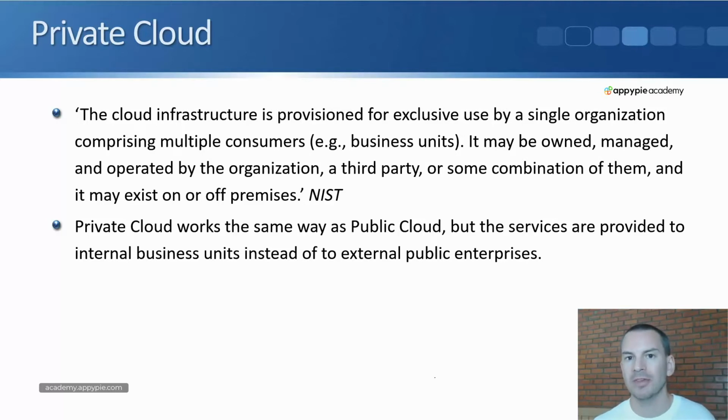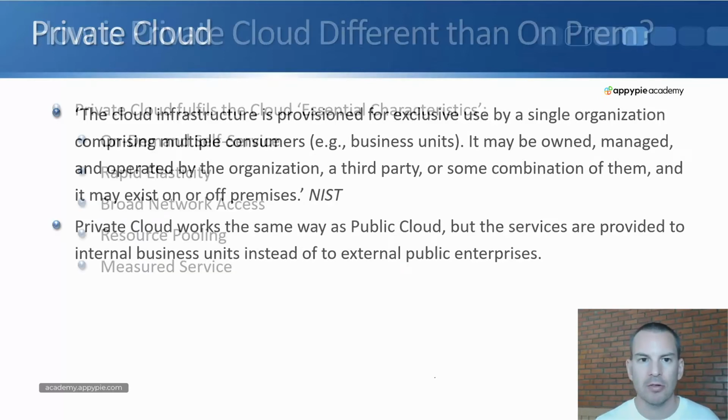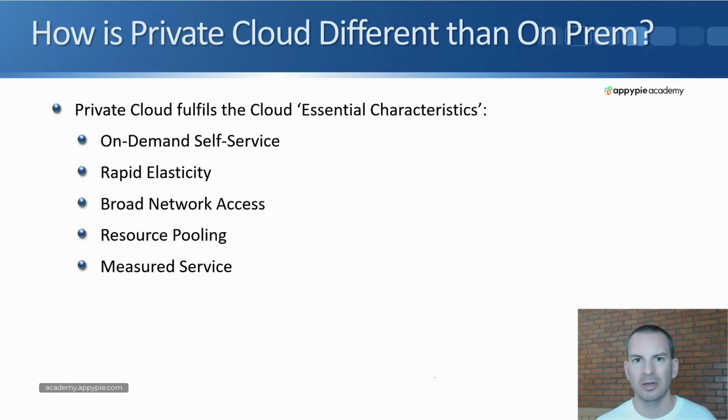Private cloud works the same way as public cloud, but the services are not provided to external public enterprises like they are with public cloud. They are provided to the organization's own internal business units. So there can be a bit of confusion about how private cloud is different than on-premises, if it's just operated for a single company. Well, the difference is that private cloud fulfills the cloud essential characteristics that we spoke about earlier.